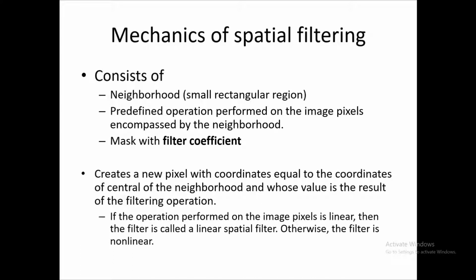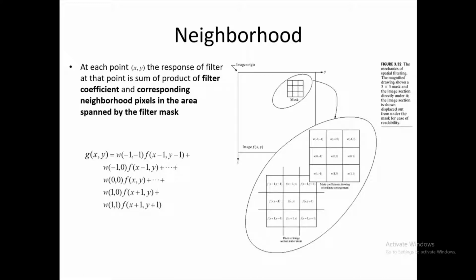After the filtering operation, it creates a new pixel with coordinates equal to the coordinates of the center of the neighborhood, and whose value is the result of the filtering operation. If the operation performed on the image pixels is linear, then the filter is called a linear filter. Otherwise the filter is non-linear. The figure shows the mechanics of spatial filtering using a 3x3 neighborhood.